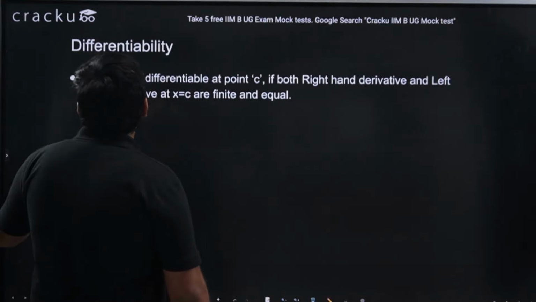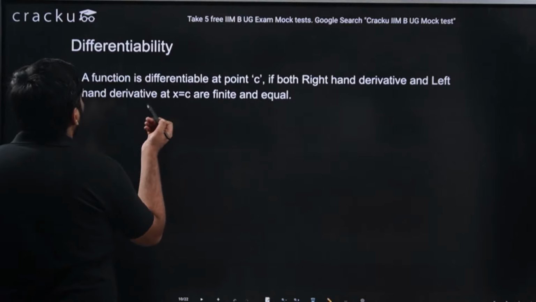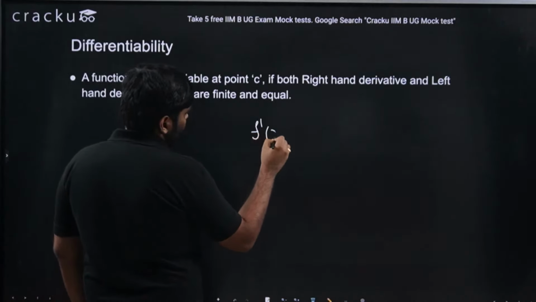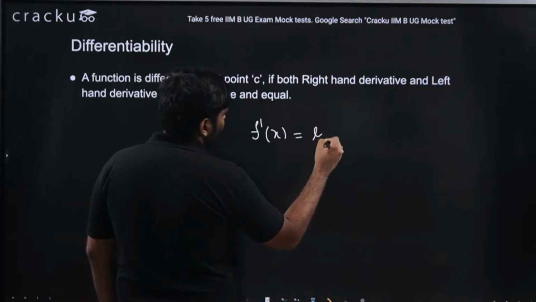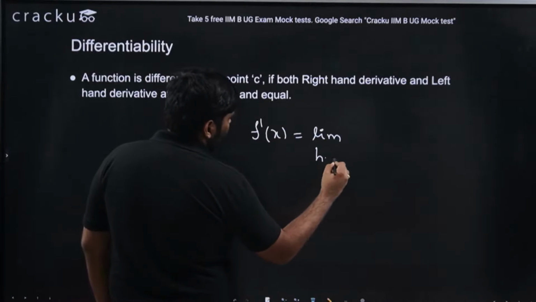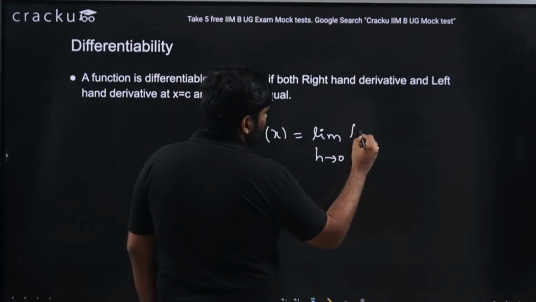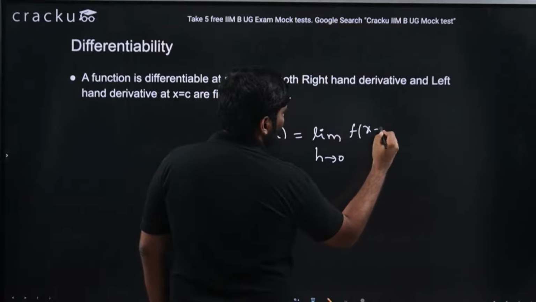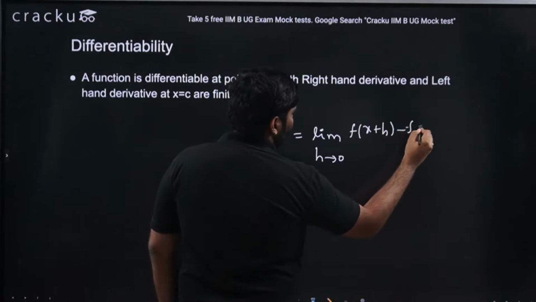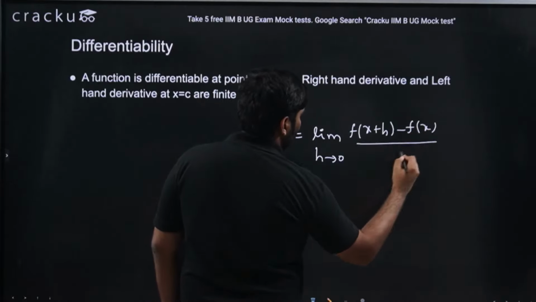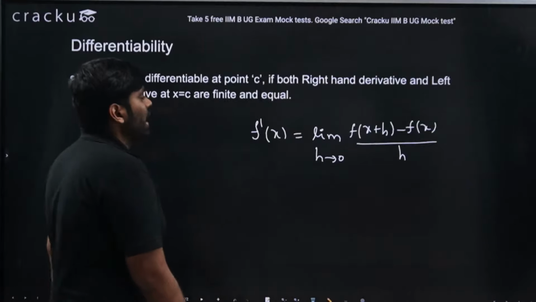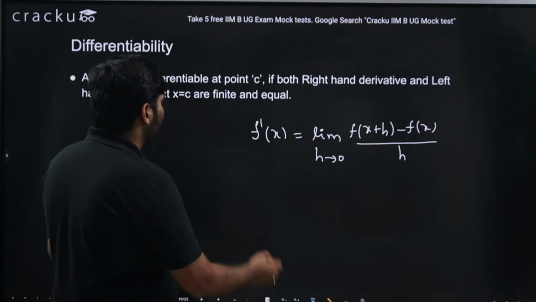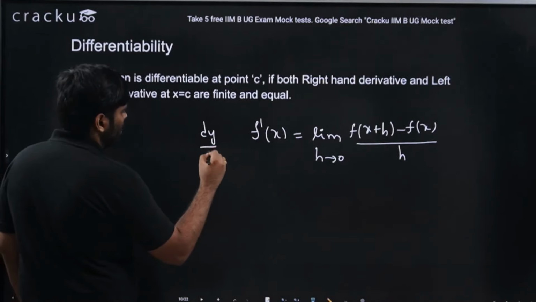Now let us see what differentiability is. Yesterday we saw the derivative part. We saw that f dash of x is the limit as h tends to 0 of f of x plus h minus f of x, divided by h. This is what we saw yesterday for a function's derivative, f dash of x, which we can also call dy by dx.